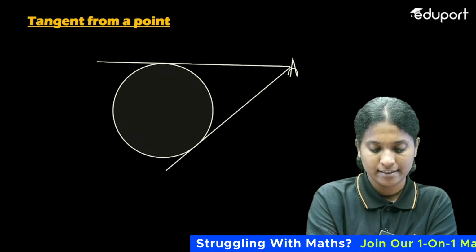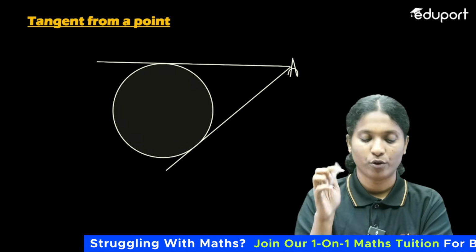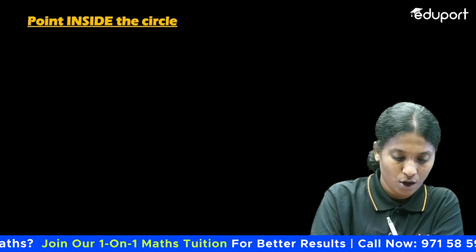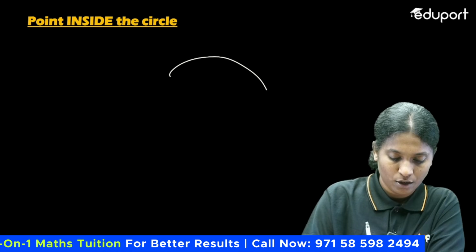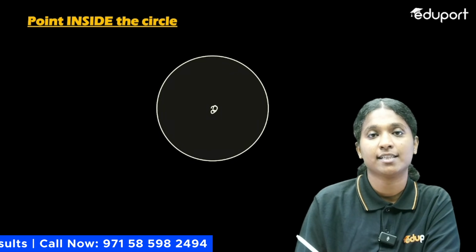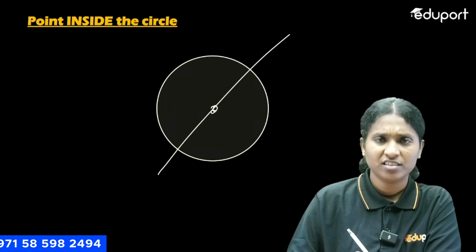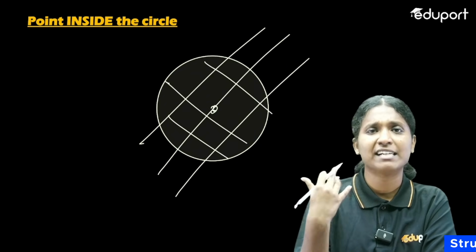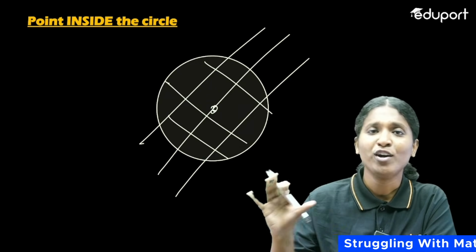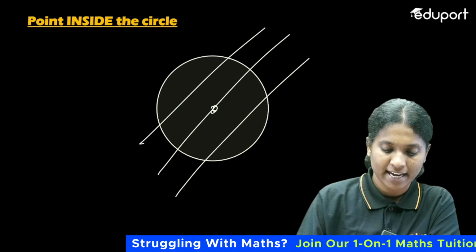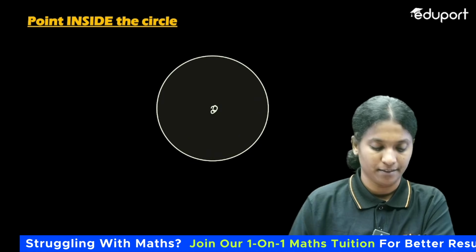Only two tangents are possible from an external point to the circle. And what is a point inside the circle? So this is a point inside the circle. How many tangents are possible? Is it tangent? No. It's chord and secant only. There is no tangent possible inside the circle.